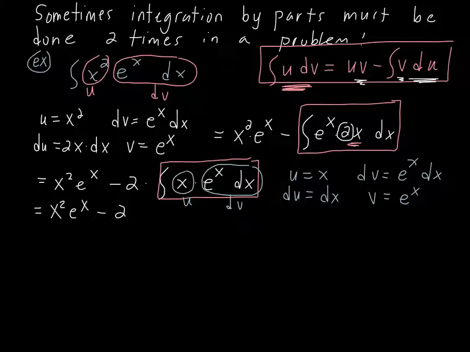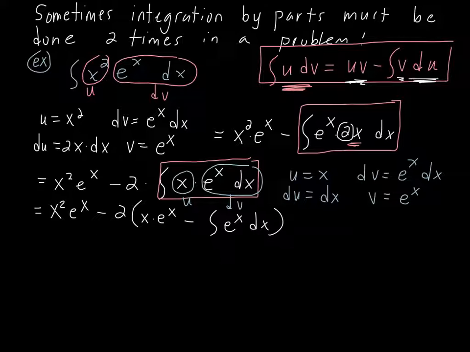So now let's go back, and we're going to substitute in, and I'm going to put a parenthesis here because we're going to have to distribute this negative 2 to our parts of the formula. So the formula says u times v, so we're going to have an x times an e to the x minus an integral of v, which is e to the x, and then du, which is dx.